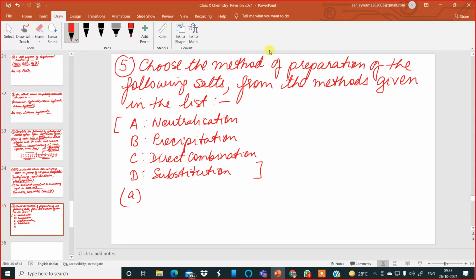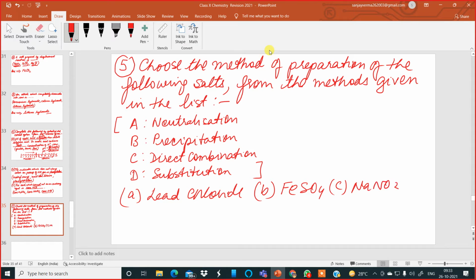So the salts are here like this. First one I'm writing lead chloride. The second one I'll just write the formula FeSO4, ferrous sulfate. Third one NaNO3. Fourth one number D, I'm writing FeCl3. So here you have to choose. So this lead chloride salt can be prepared by which method?